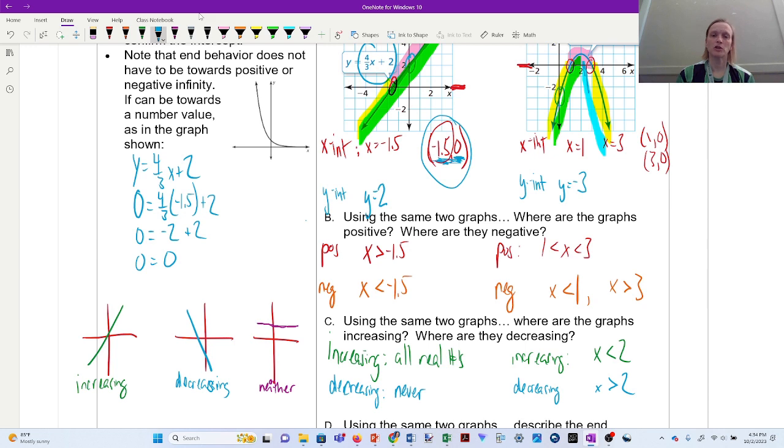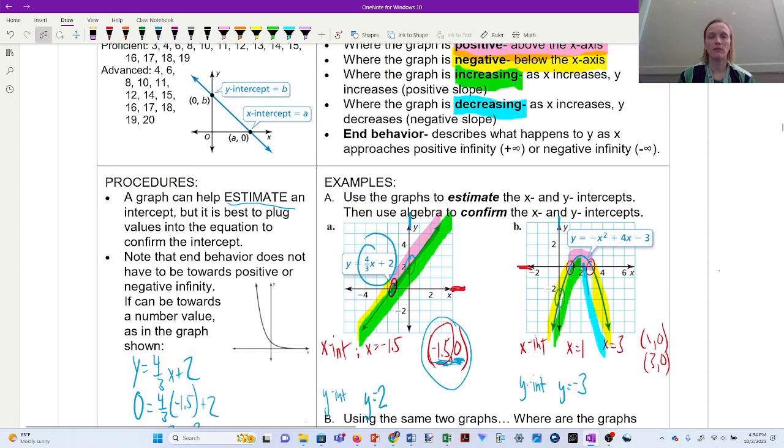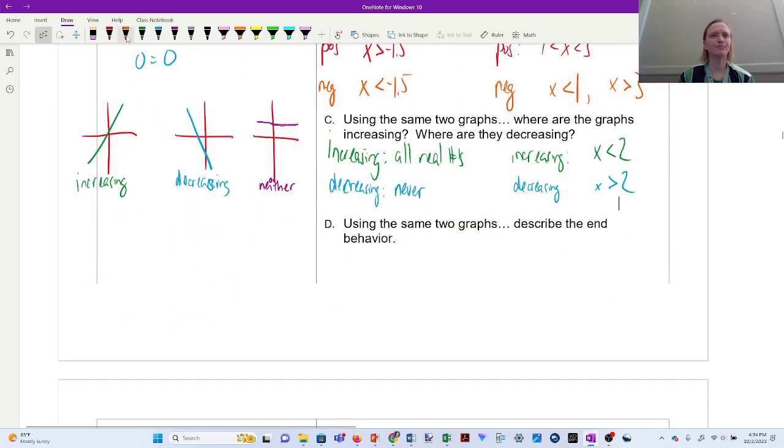The next thing we need to learn about in terms of describing graphs is describing their end behavior. So let's scroll back up and see about the end behavior. End behavior describes what happens to y as x approaches positive infinity or negative infinity. So we're describing what happens at the very edges of the graph. And so what this means here is we're going to say, as x approaches positive infinity, y approaches what? We're going to fill in the blank here. And we also need to investigate, as x approaches negative infinity, y approaches what?